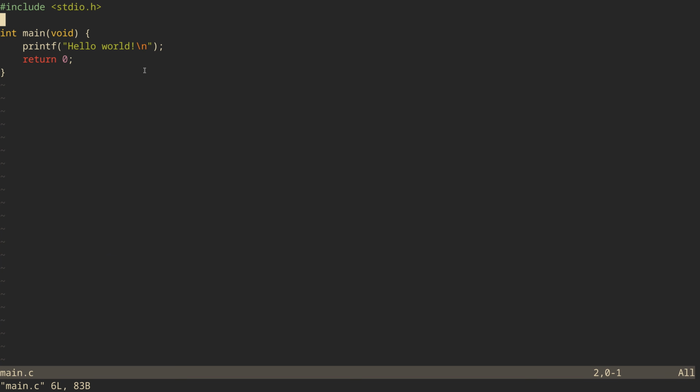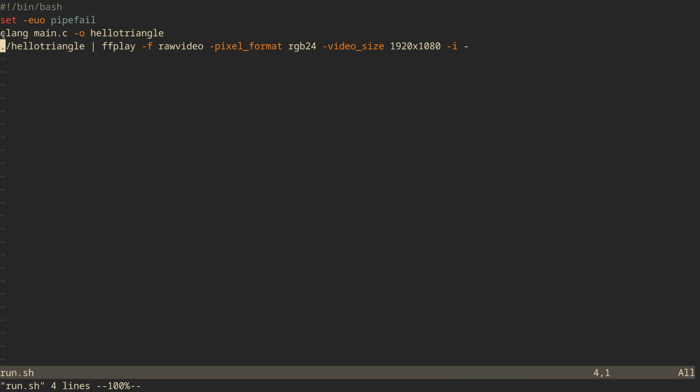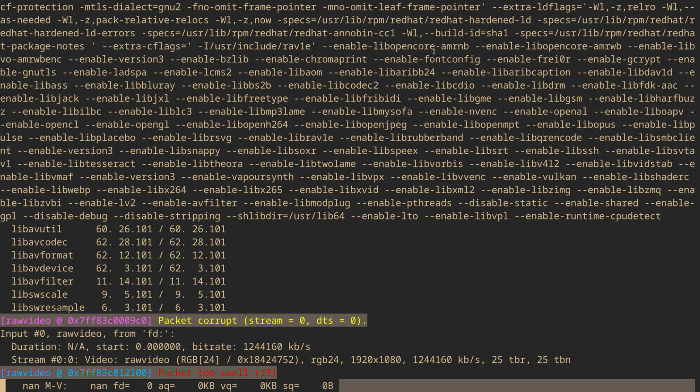And we're going to write this program and pipe it into another program. So this run script compiles and then pipes our output into ffplay, and this is going to interpret our output as an image. So when I run it, we're outputting hello world right now, which is not a valid image, so it's complaining about that.